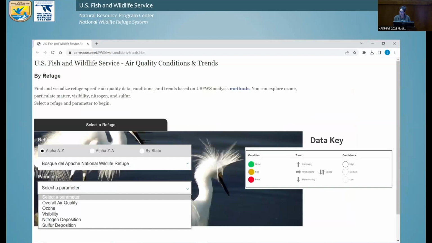And then for the deposition data, we used our air quality conditions and trends database. And so we don't really have a similar comprehensive database for water quality across refuges, so we use the information in this database as a proxy to kind of understand the potential effects on water quality too. And so the data key for interpretation is shown here. It categorizes trends as good, fair, and poor, and the overall trend can be improving, deteriorating, unchanging, or varied, and confidence level is also given in the database.